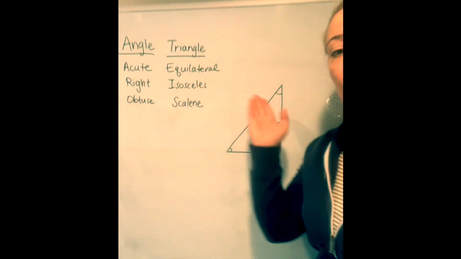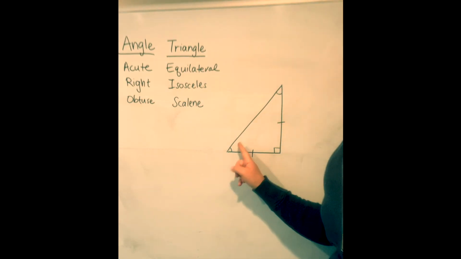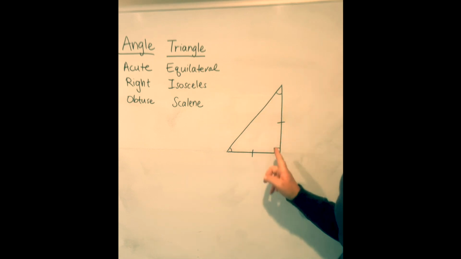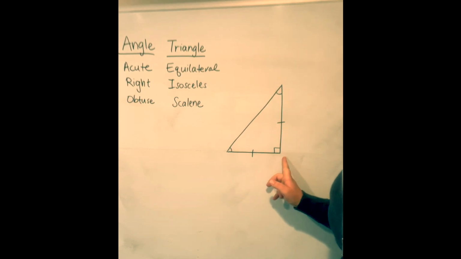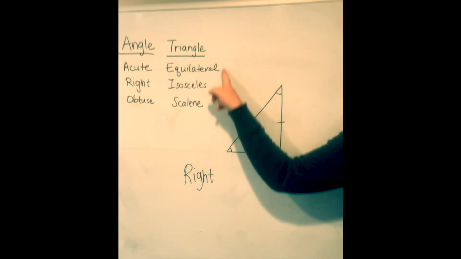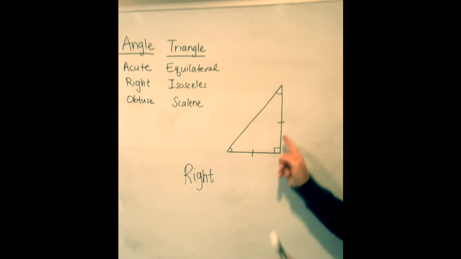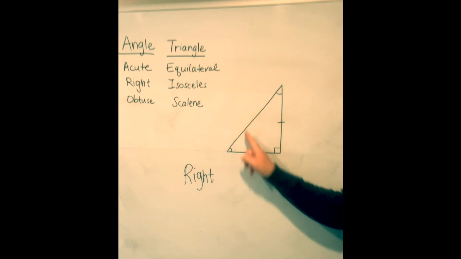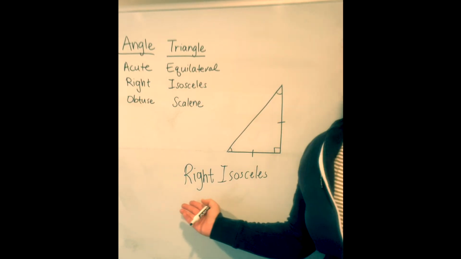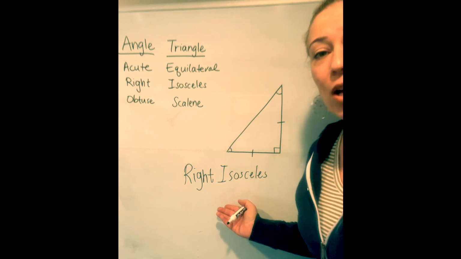Right? So if we look at this triangle here, there are three angles: acute, acute, and right. Well, right trumps acute. So this would be right. And then what type of triangle is it? Well, look at the sides. These two are equivalent, so it's SOS, isosceles. So you would name this triangle a right isosceles triangle.